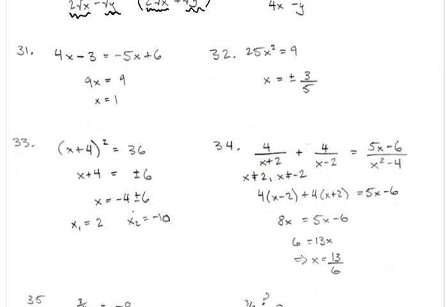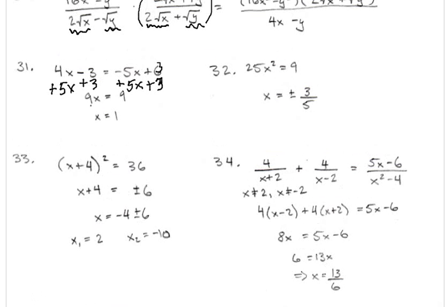Okay, so numbers 31 through 35, we have to find all the real solutions of the equations that are shown. So here we put all the x's onto one side and all the constants onto the other. So we add 5x and add 5x and we add 3 and we add 3. This gives us 9x equals 9, so x equals 1. Next expression, right? We have to divide by 25 and then take the square root. So that gives us x equals plus or minus 3 over 5.